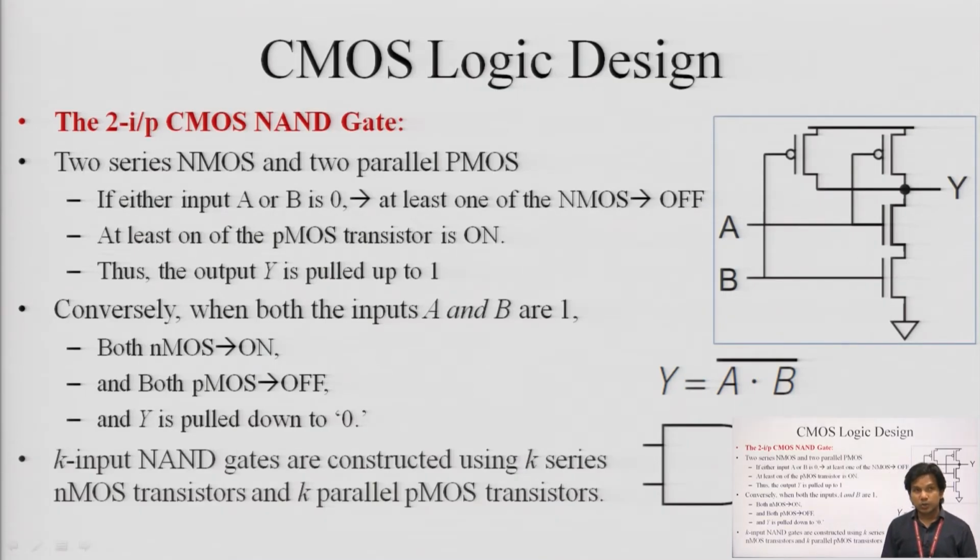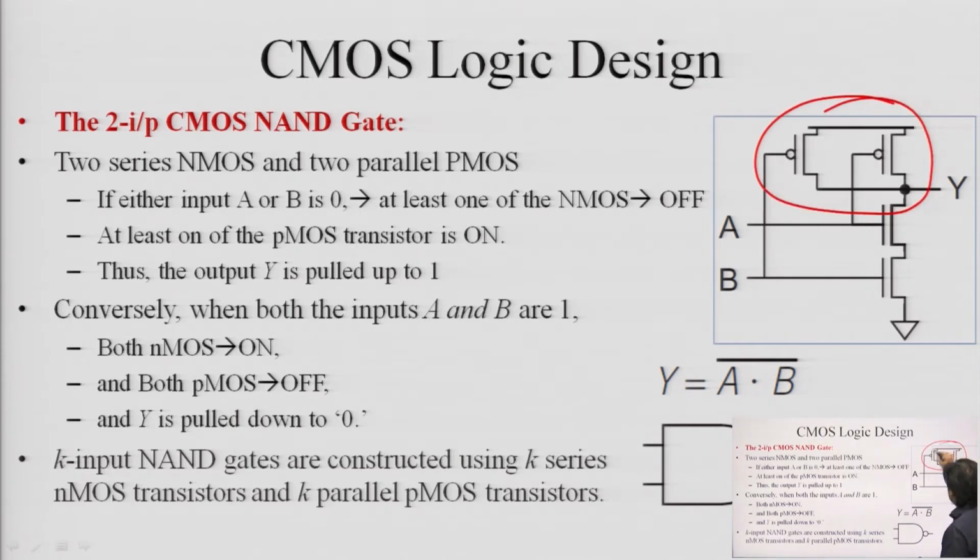Similarly, by using CMOS, you can also implement a 2 input NAND gate, a 3 input NAND gate, or a k input NAND gate or NOR gate. Here you can see we have 2 PMOS that are connected in parallel to each other and 2 NMOS that are connected in series, clear.